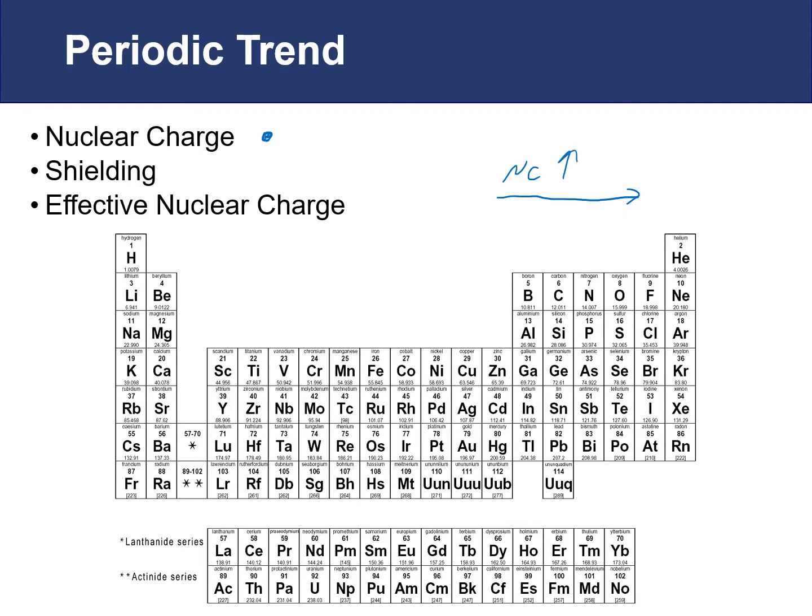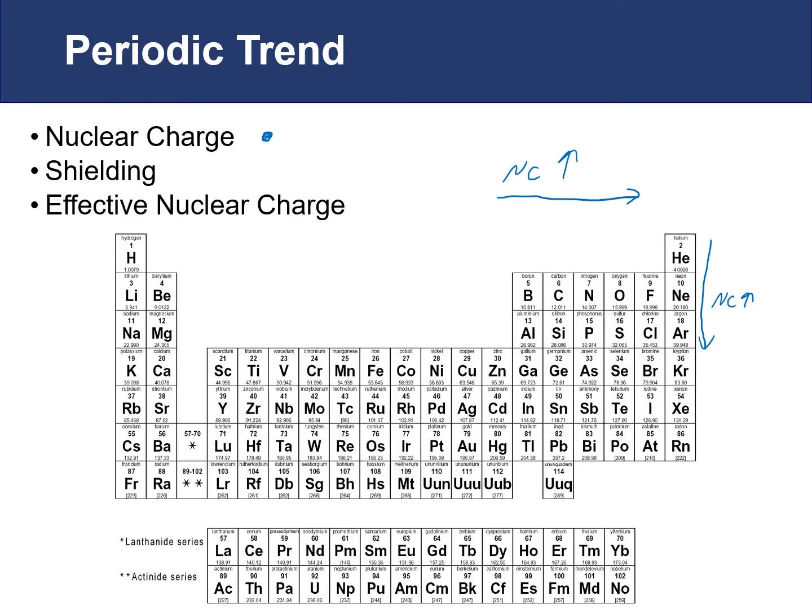As you go down the periodic table, the nuclear charge will also increase. If we look at helium versus neon, helium has 2 protons, neon has 10. So the number of protons, which are the positive charge component of an atom, goes up as you go down the periodic table, which means that our nuclear charge will go up as you go down the periodic table.